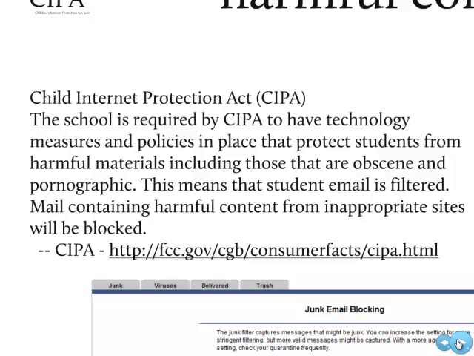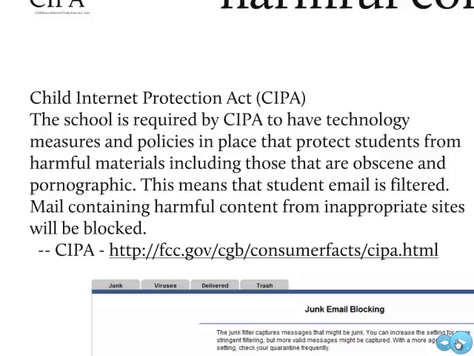And either way, it's probably a good idea to do something, particularly with younger students. The school is required by CIPA to have technology measures and policies, i.e. an Internet Acceptable Use Policy, which is why you see schools doing this. And it has to protect students from harmful materials, including obscenity and pornography.